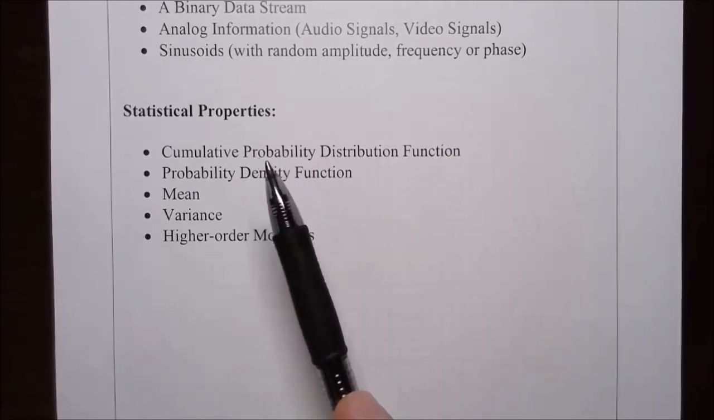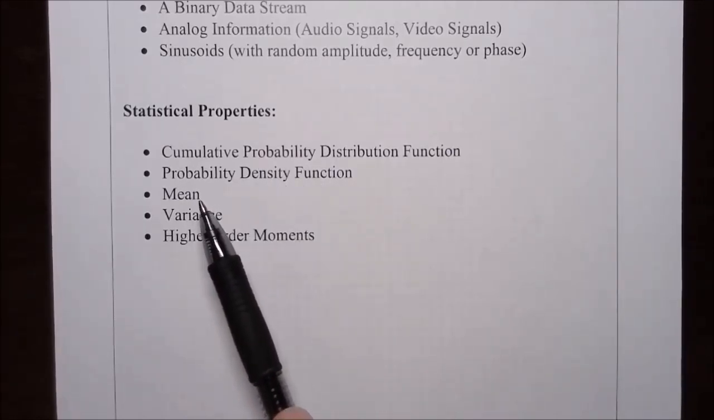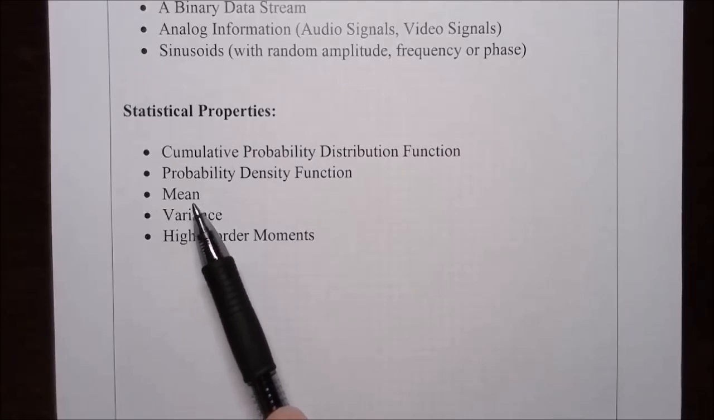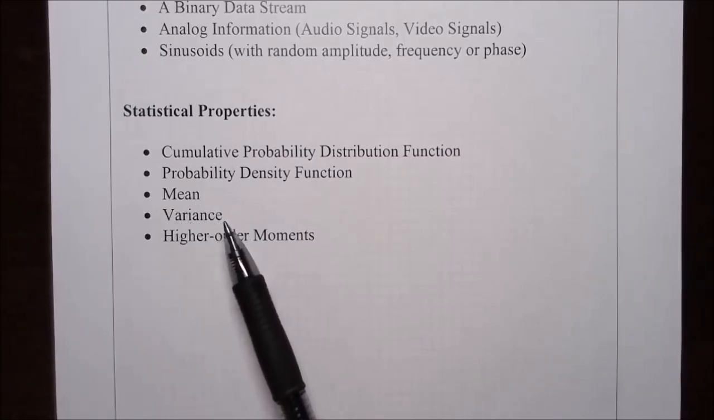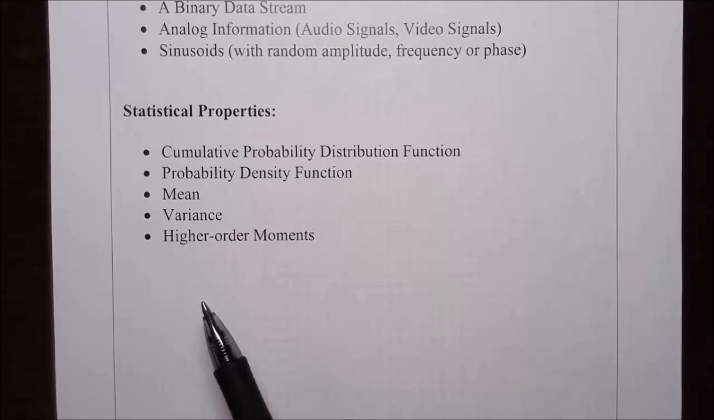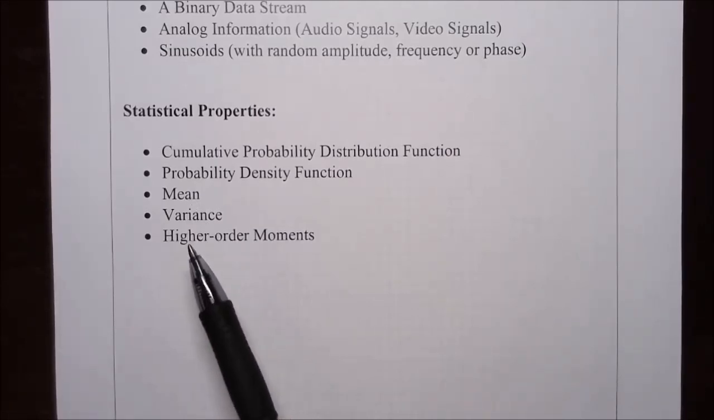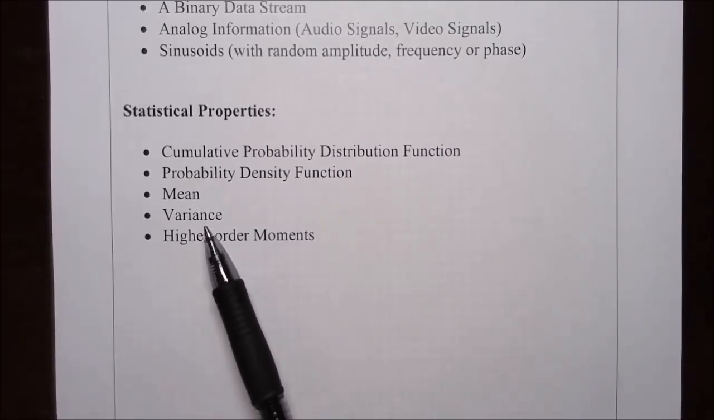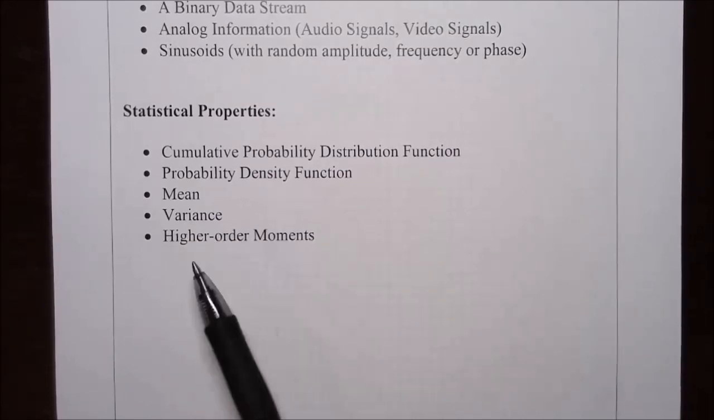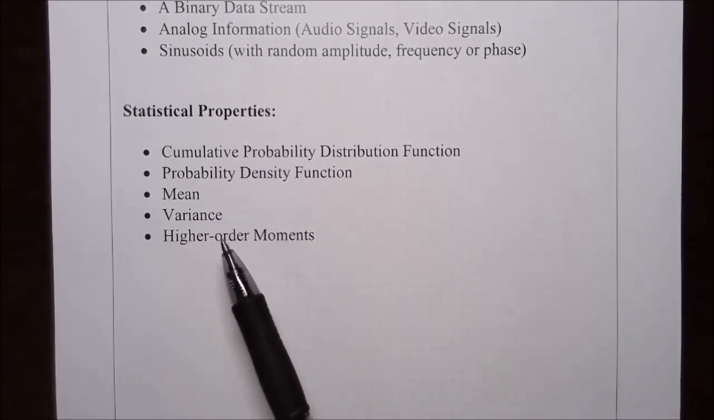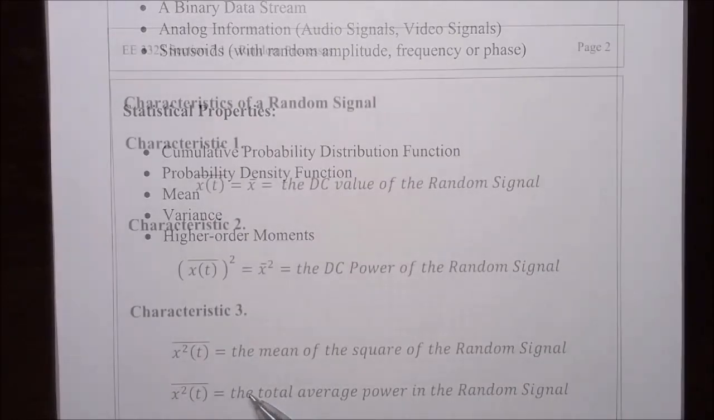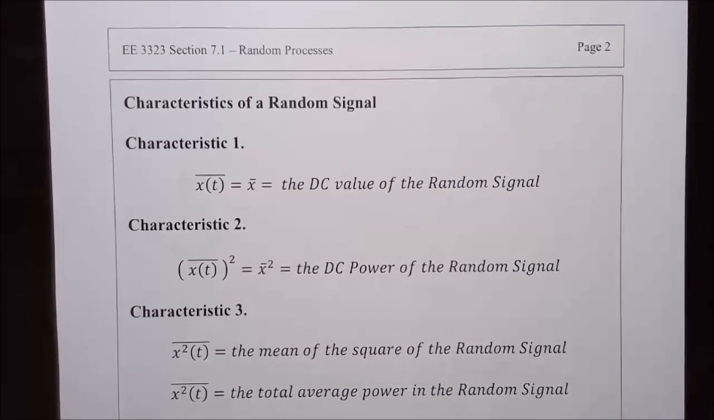And these random signals will have statistical characteristics such as mean values and variance and even higher order moments, but what we will be mostly concerned with are mean values, that is the average value, and the variance, which is a description of how widely the random signal varies from its mean value. Let's review some of the statistical characteristics of a random signal.